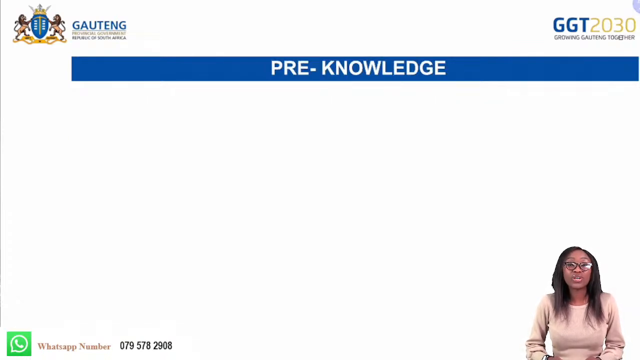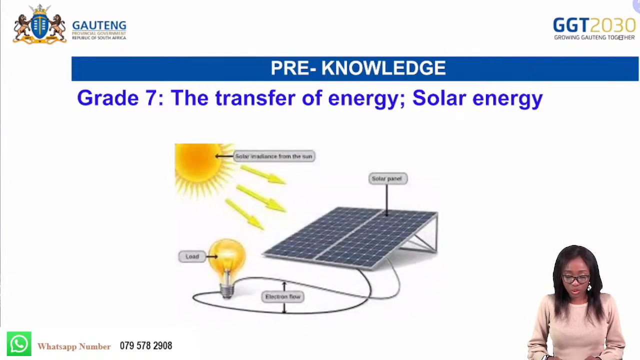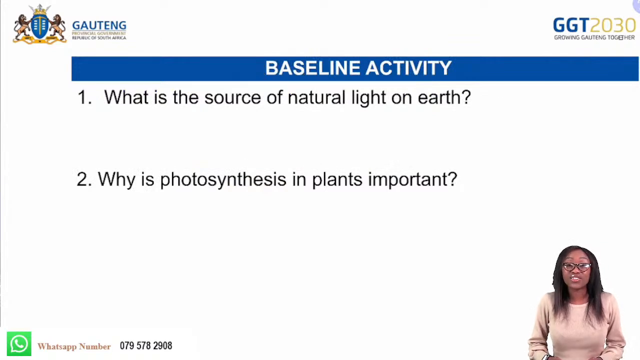Now, let's look at pre-knowledge. This has basically led us to today's lesson. In the 7th grade, we learned about the transfer of energy, especially solar energy. Now, let's look at today's baseline activity. I'm going to read out the questions for you and then give you time to answer the questions. And then afterwards, we will do the corrections together.